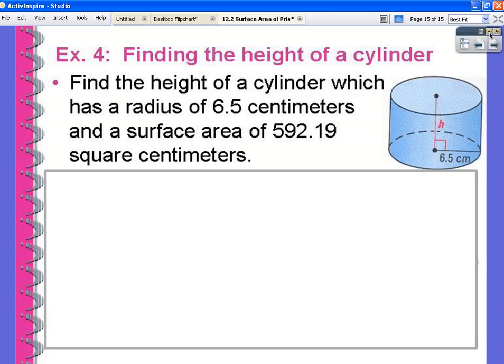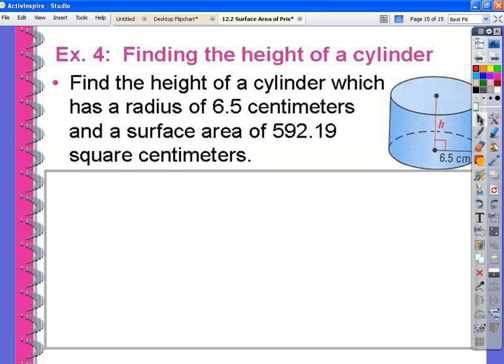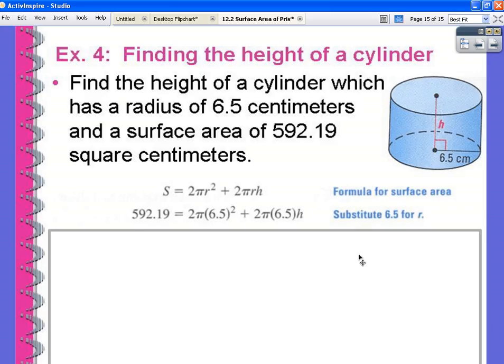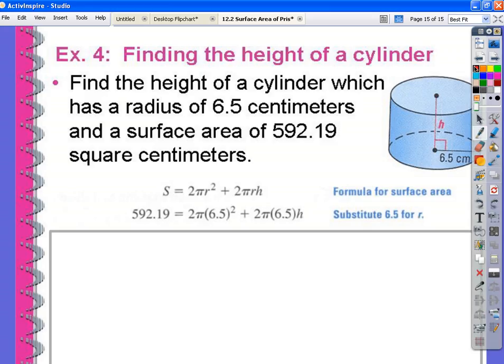If I start with, let's start off with the equation for surface area of a cylinder, right cylinder. Surface area equals 2 pi r squared plus 2 pi rh. Now, we'll plug in everything that we know. We're given surface area, right? So for surface area, I can plug in that number, 592.19, it's just a number. For radius, I can plug in this number. Now that shows up in 2 places.